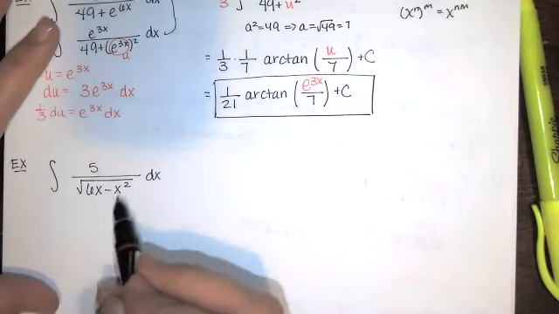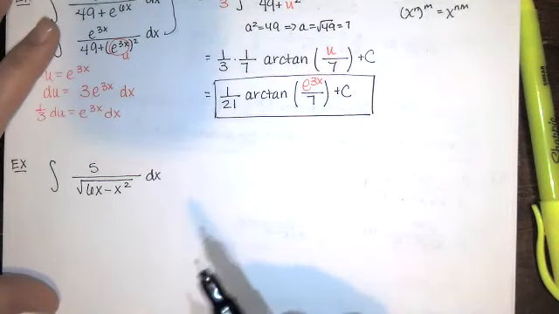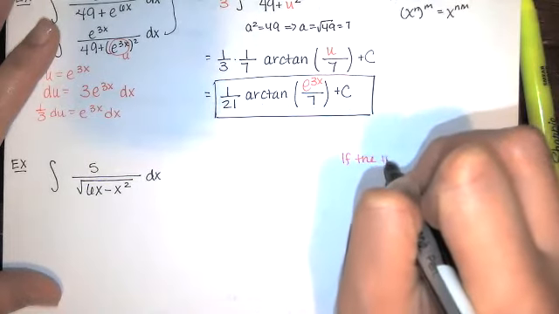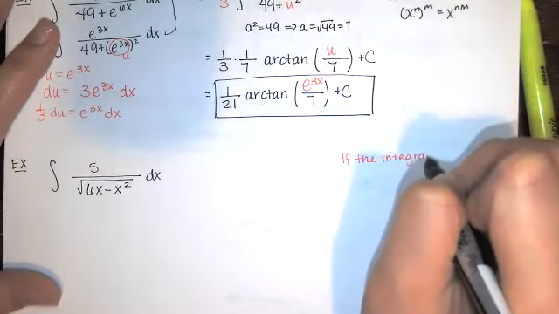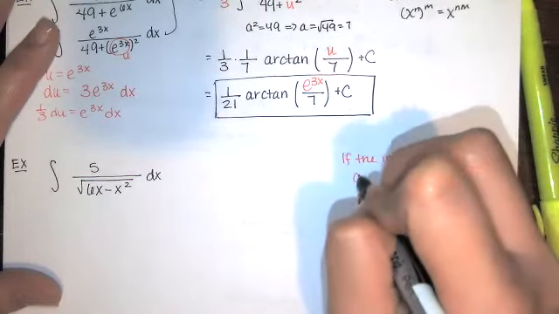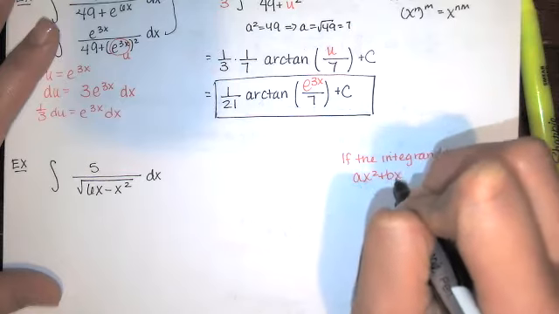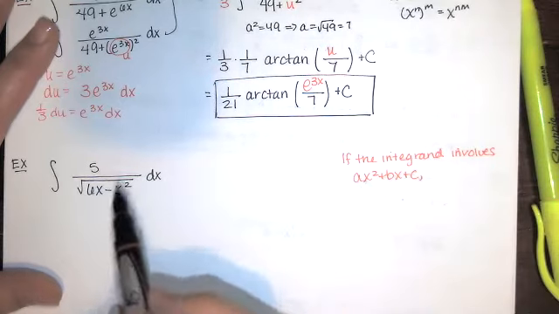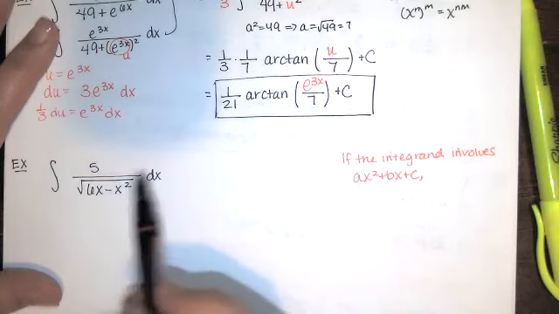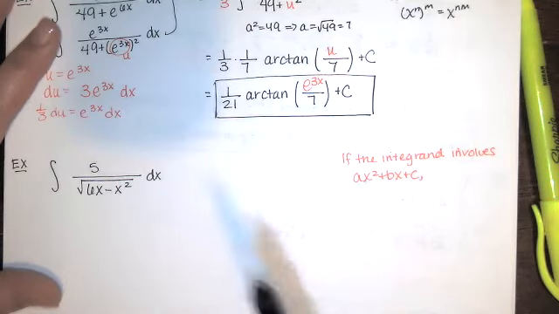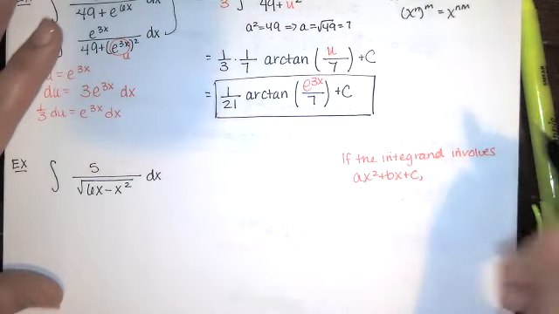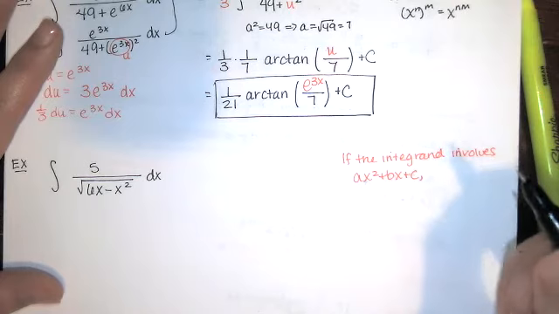If your expression involves an ax squared plus bx plus c, we can complete the square to rewrite this, and often after completing the square, we can use a u substitution to solve the problem. And that's typically what happens with these inverse trig functions.